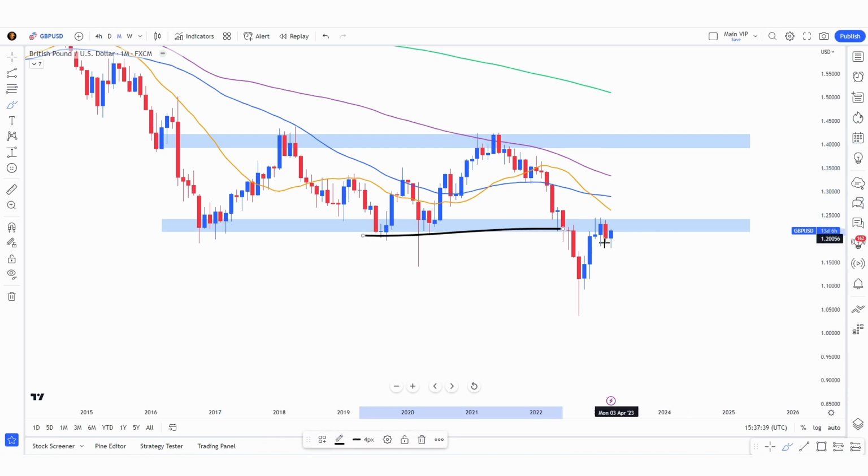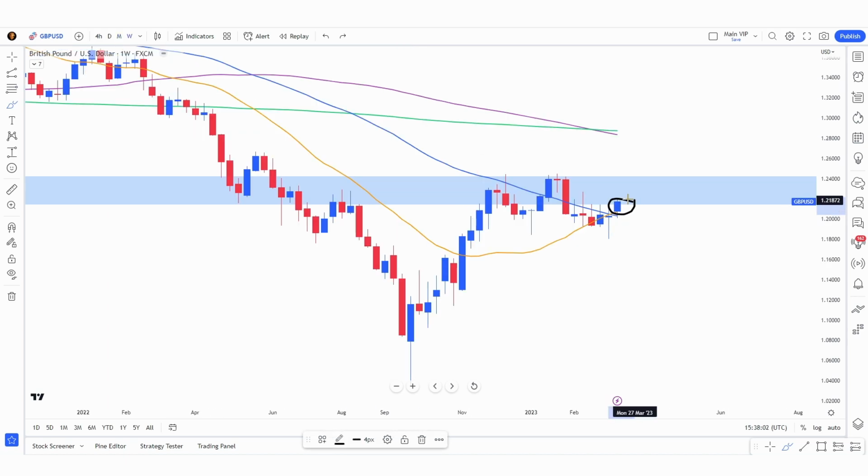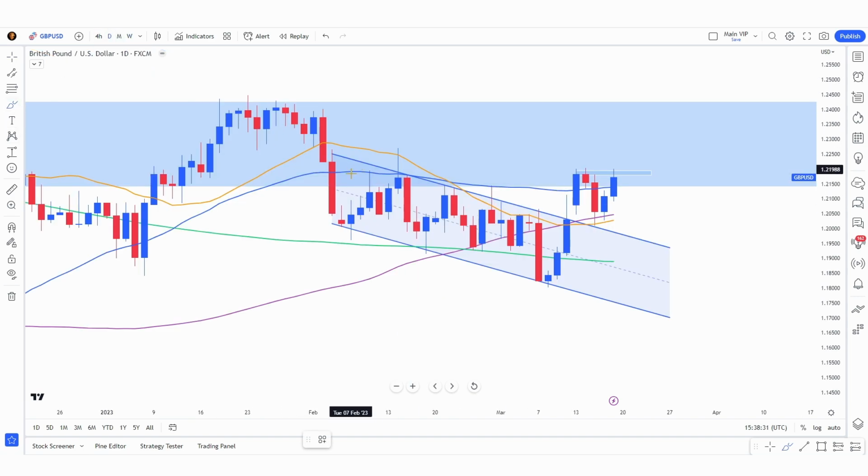M formation was broken, pushed towards the downside, nice little pullback, bearish engulfing candlestick on the monthly. Now the last weekly candlestick has broken the 2 moving averages, which is awesome, which means it's a lot of buying pressure. We can pretty much see the same thing on the daily.